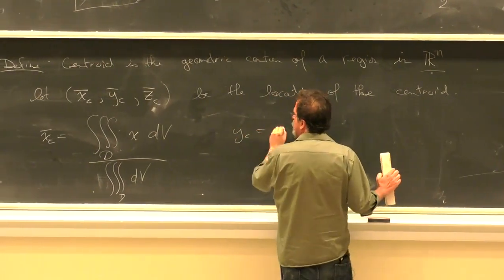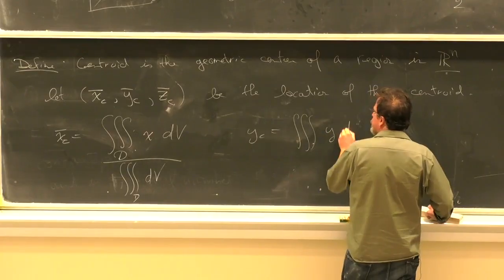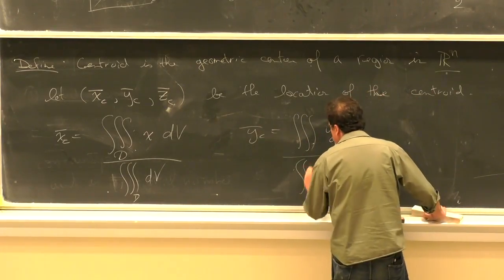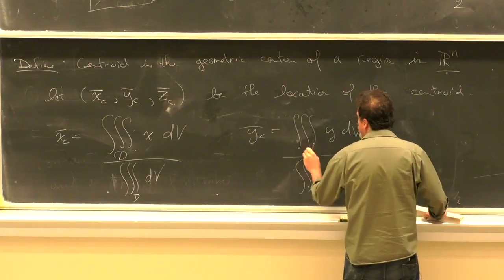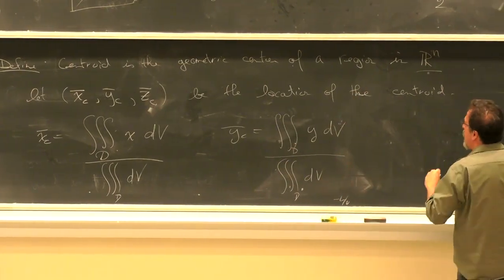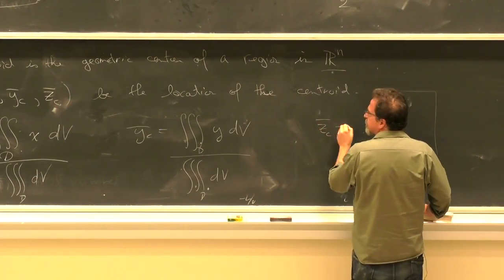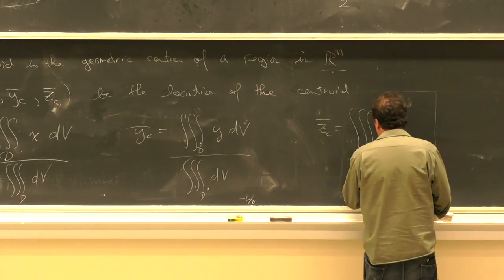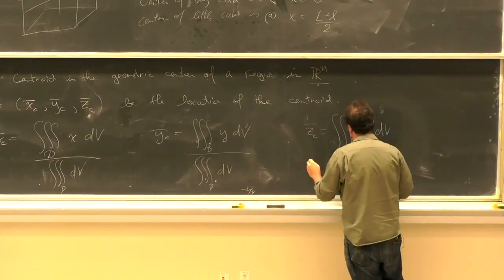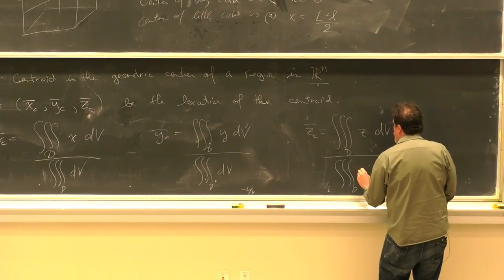ȳ_c is equal to the triple integral of y with respect to the volume divided by the triple integral over the same domain of the volume. And z̄_c is equal to the triple integral of z dV divided by the triple integral over the domain of dV.